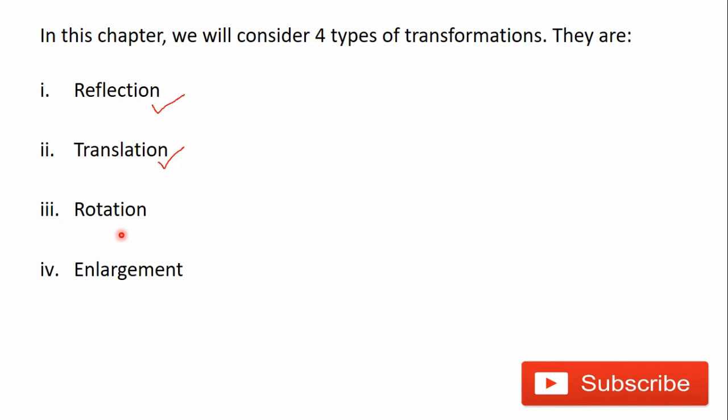In the next video, we are going to learn how to rotate a point from one position to another in the x and y plane.